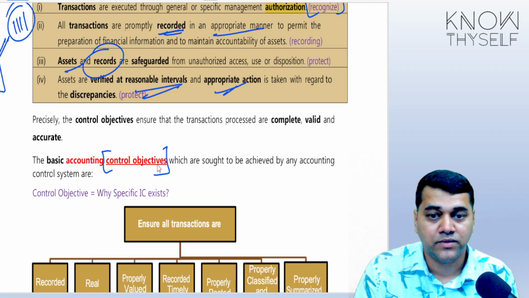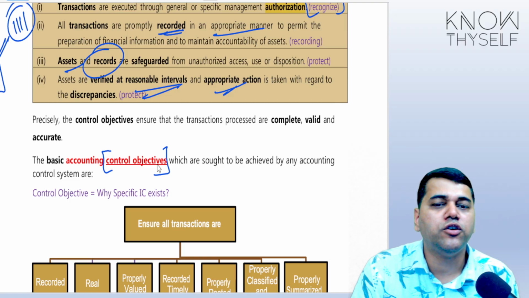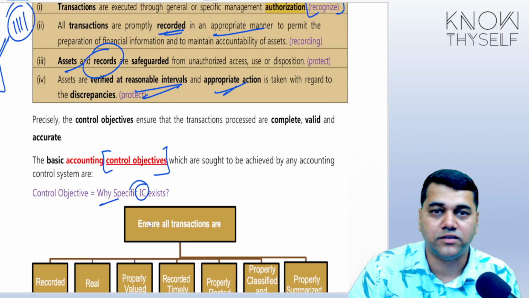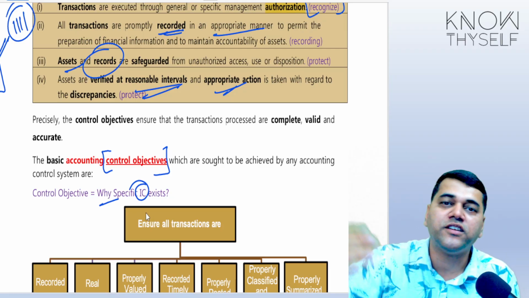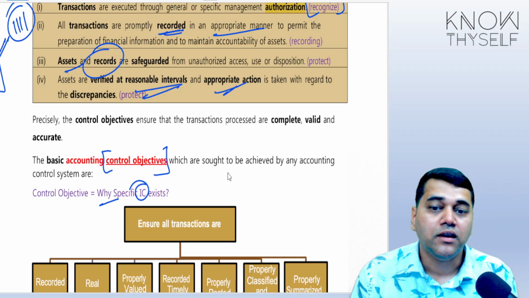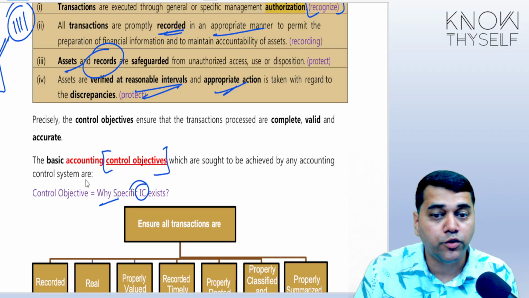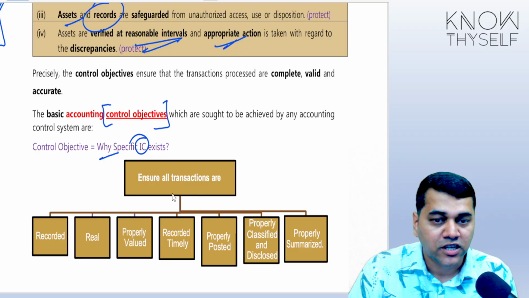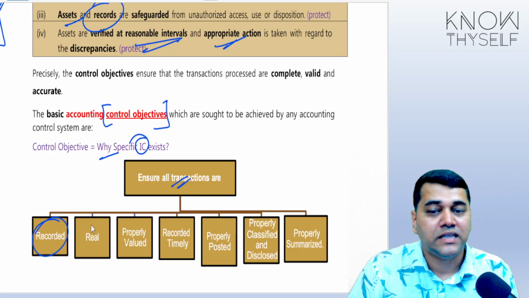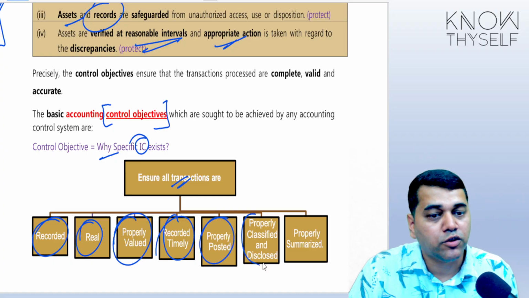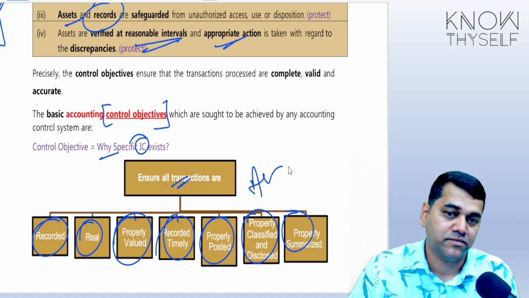Please understand, what is the real meaning of a control objective? Why does a specific internal control exist? That is the meaning of a control objective. Like, why does CCTV exist? CCTV exists to detect. Like this, from an accounting point of view, why should any control ever exist? It should exist to see that the transactions are recorded, they are real, they are valued, they are properly summarized, timely posted. That means we are talking about the assertions.